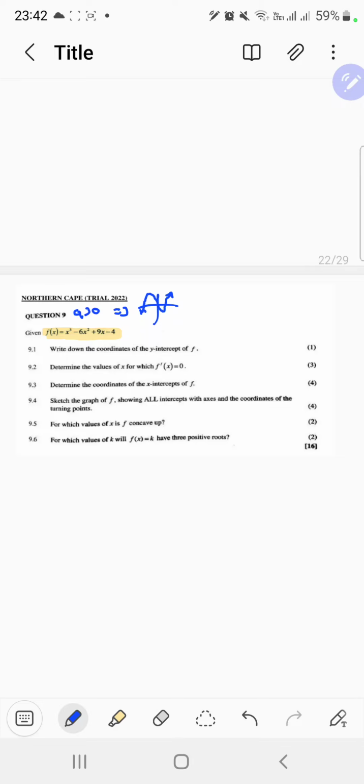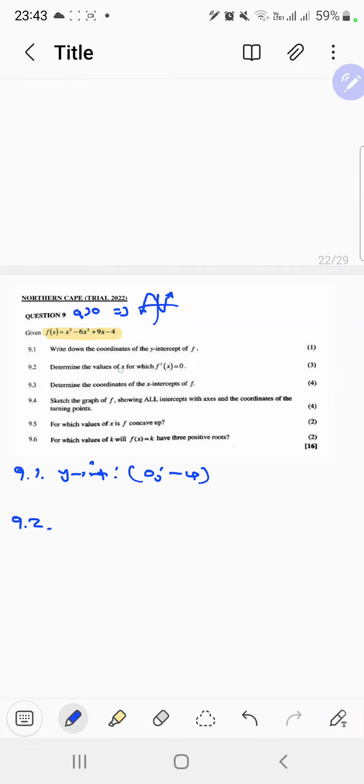Okay, now the question says write down the coordinates of the y-intercept of f. So 9.1, we can just say, well, the y-intercept is such that x is 0. The y-intercept is always the constant, which is minus 4 there. Not a problem.